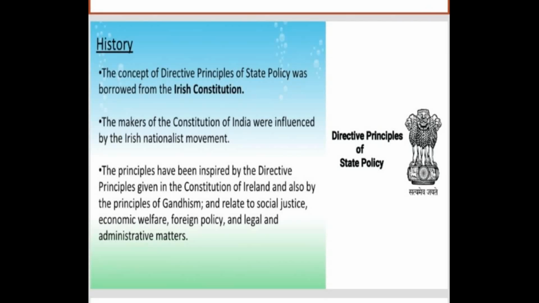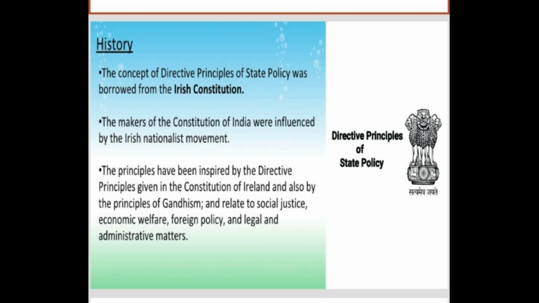In the first chapter, on the making of our constitution, we understood that our constitutional makers went through the constitutions of various countries and adapted the best practices of all of them. In the same manner, these directive principles of state policy were taken from the Irish Constitution. We know that the fundamental rights were taken from the American Constitution. So what are these directive principles of state policy?